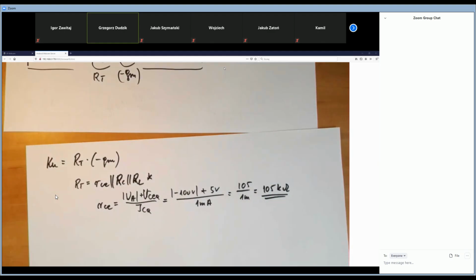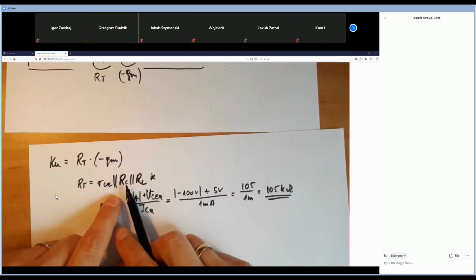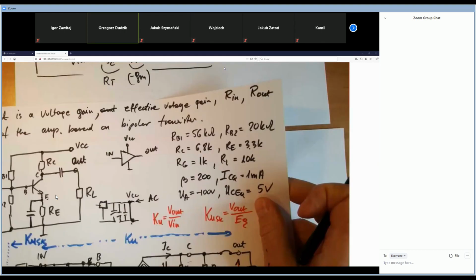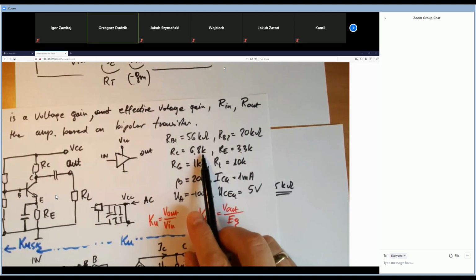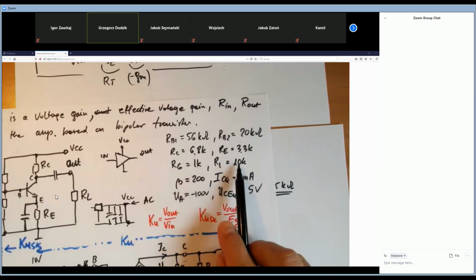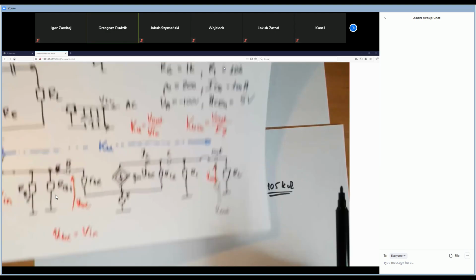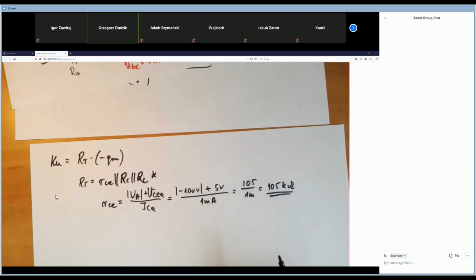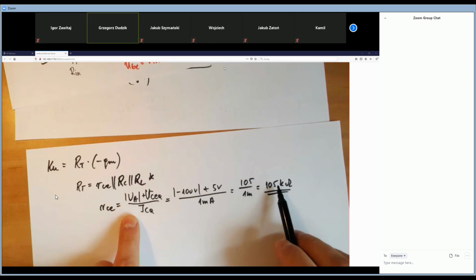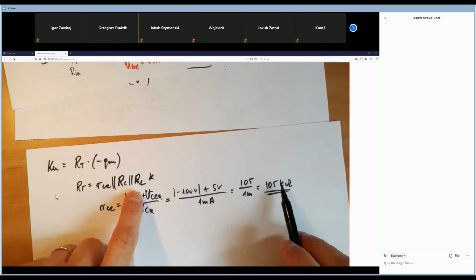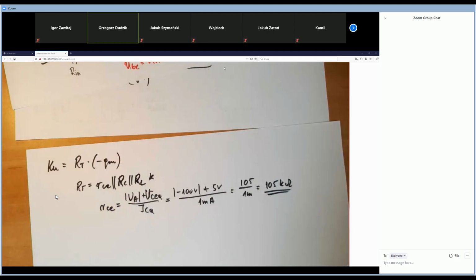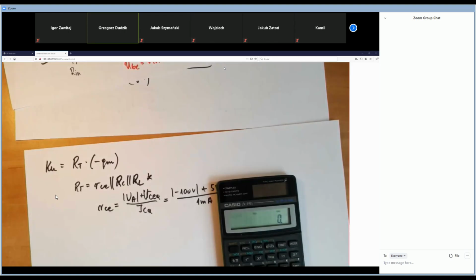Look, RC is equal 6.8 kilos. RL is 10 kilos. RCE is 105 kilos. So in fact, this resistor has not so huge influence for the RT in this parallel connection. However, we can calculate it.